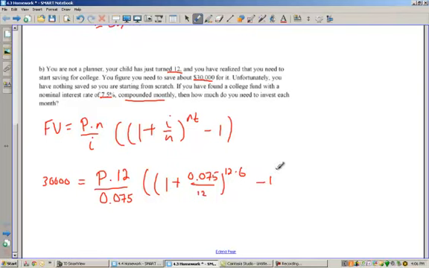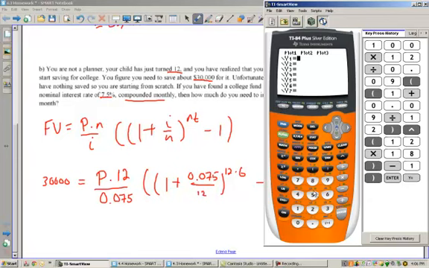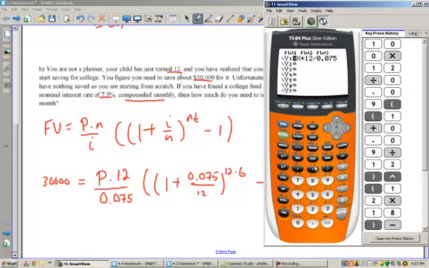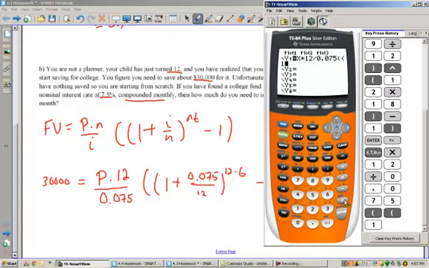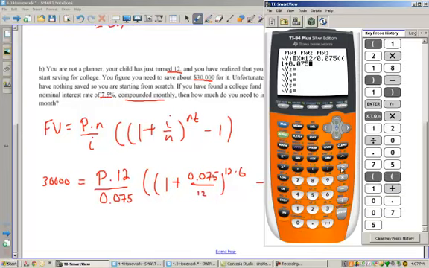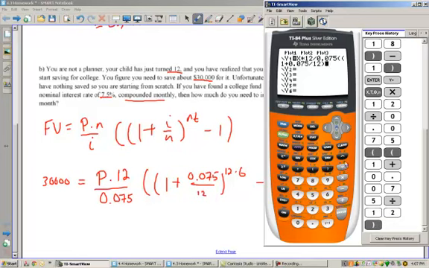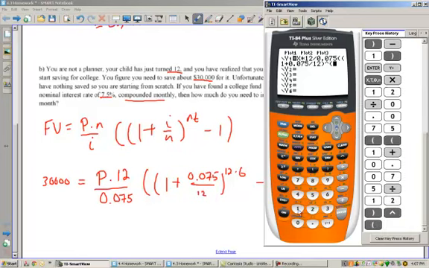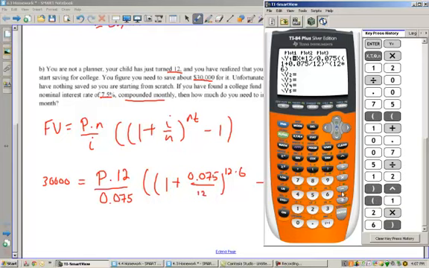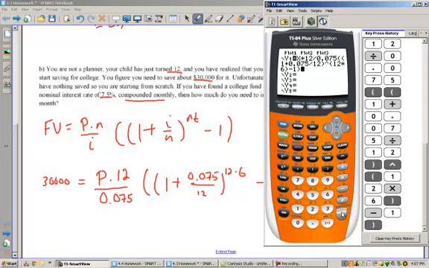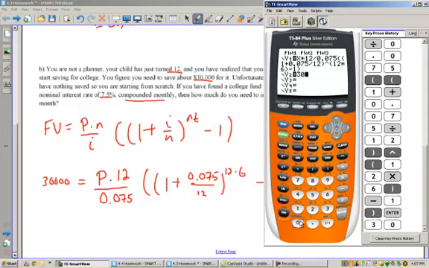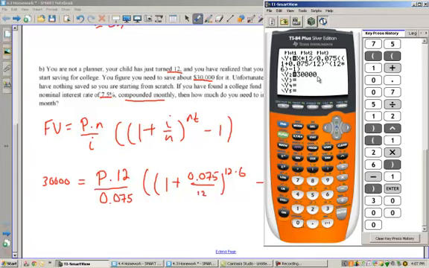And then minus 1. Okay, now I can't just plug it into the home screen because my letter is right here. So I'm going to have to graph the right side, graph the left side, and then intersect. So hit y equals and plug this in. So I have x for my P, times 12, divided by 0.075, left parenthesis, and then 1 plus 0.075 divided by 12, in parenthesis, raised to the 12 times 6, so left parenthesis, 12 times 6, right parenthesis, and then minus 1, right parenthesis. Hit enter. Then for y2, put in 30,000. So make sure you actually have 3 and 4 zeros there.